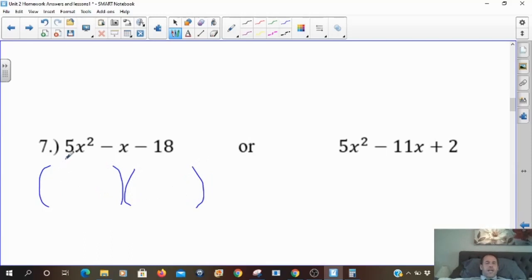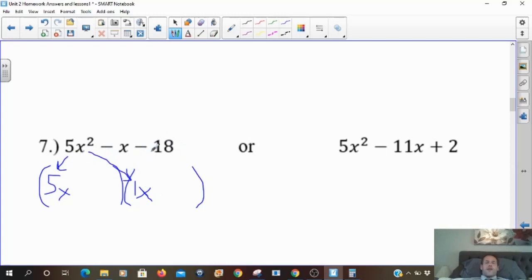So 5 only has just 5 times 1, and that's it. So x squared factors into x and x. And then 5 factors into 5 and 1, right? 5 and 1 are the factors of 5. So that goes here and here, right?